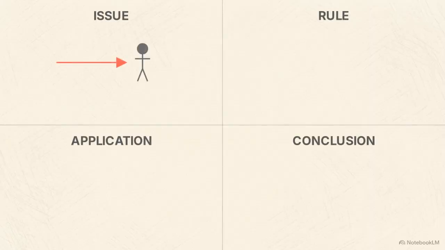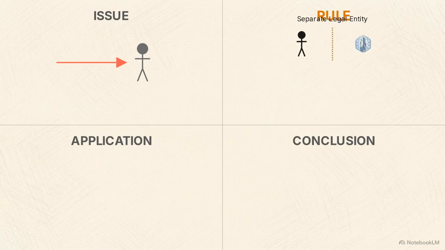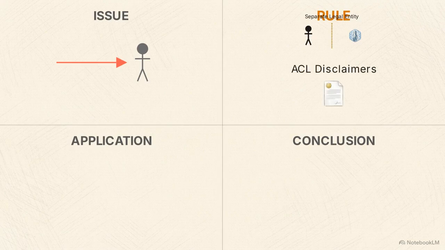Moving to the rule quadrant, we identify the specific legal doctrines that solve this issue. The first rule is the Separate Legal Entity Doctrine under the Corporations Act 2001. This establishes that a registered company is a completely distinct legal person from its human founder. The second rule draws on Australian consumer law principles regarding financial products, validating the legal weight of commercial disclaimers.